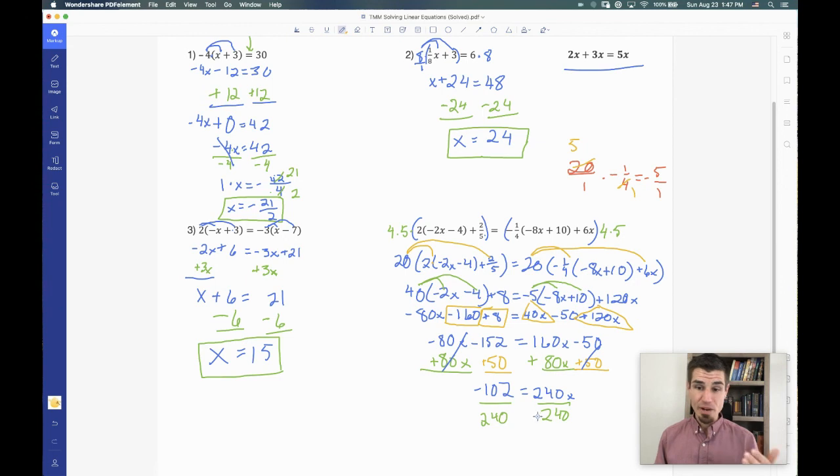So just standard practice in math, if we're solving an equation, we're going to leave our final solution with our variable we're solving for on the left side. So I'm going to go ahead and flip this. So on the right side, we're left with negative 102 over 240. But we can reduce that.